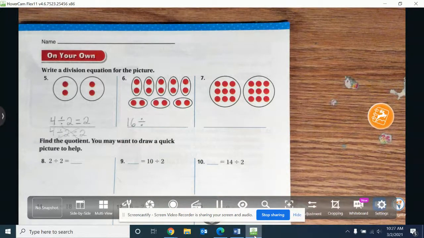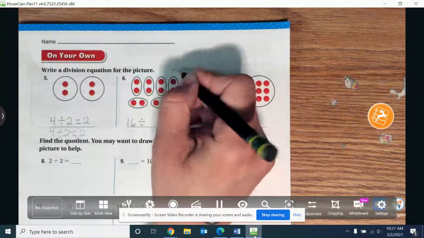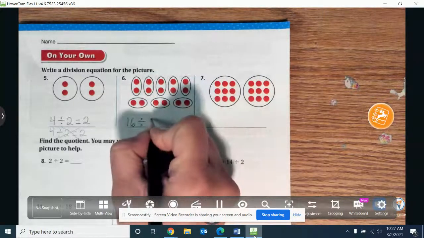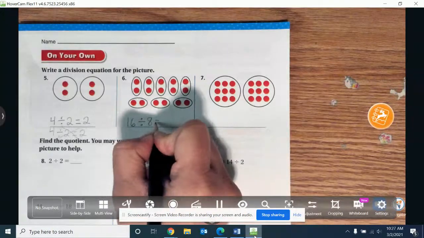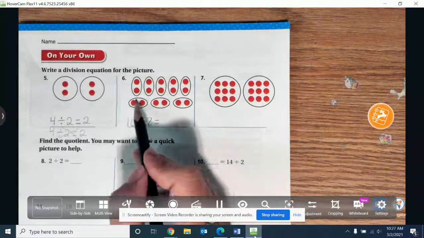Divided into how many groups are there? 1, 2, 3, 4, 5, 6, 7, 8. Equals how many counters in each group? 2.